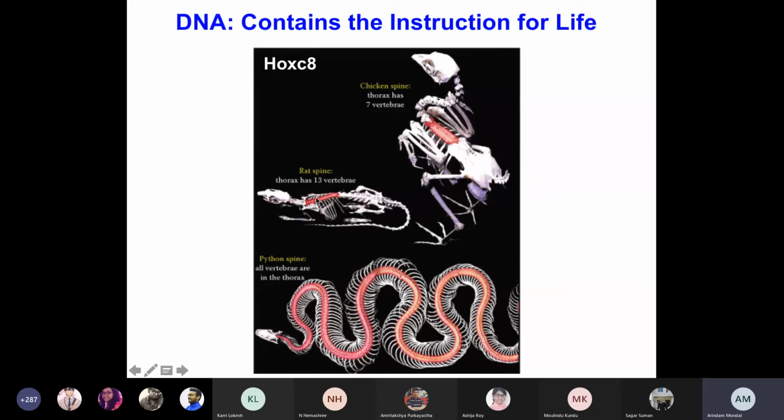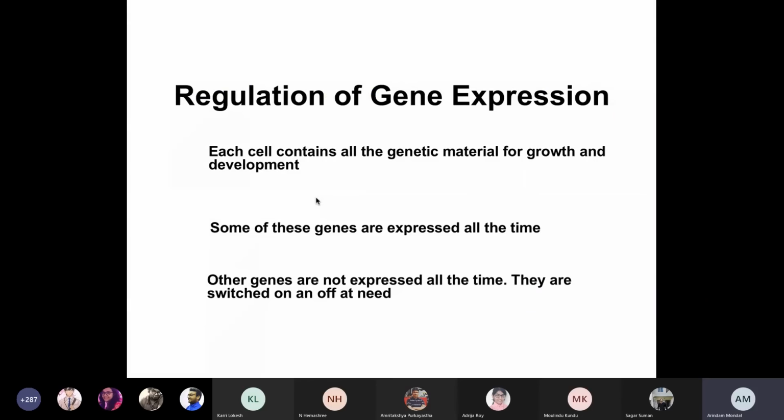So you see, just by switching on and off one particular protein, you lead to the development of different kinds of organisms which are completely different in terms of their shape, size, and everything, right? And that is why the regulation of protein synthesis, or actually the regulation of transcription, is important: in order to control protein synthesis, you have to control the transcription. So that's why the regulation of transcription is extremely important. So, regulation of gene expression. Each cell contains all genetic materials for growth and development.